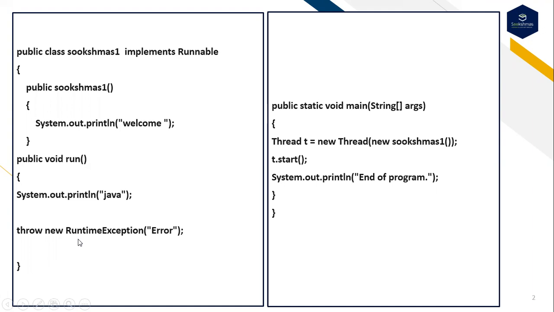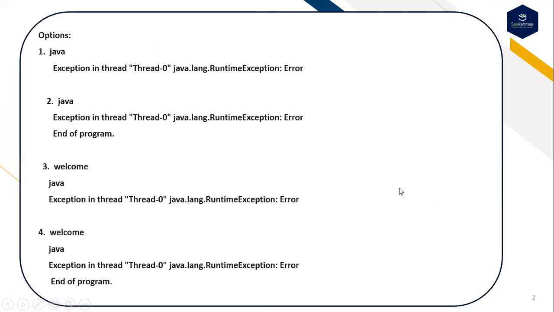When you are throwing the exception, we don't have any catch block here, so it will be handled by the default exception handler. The default exception handler internally calls the printStackTrace method, so that will be handled. After that, control reaches this position and it will print the end of the program. And these are some of the options. Java will be printed, followed by the exception, java.lang.RuntimeException will be thrown, and that will be handled by the default exception handler.